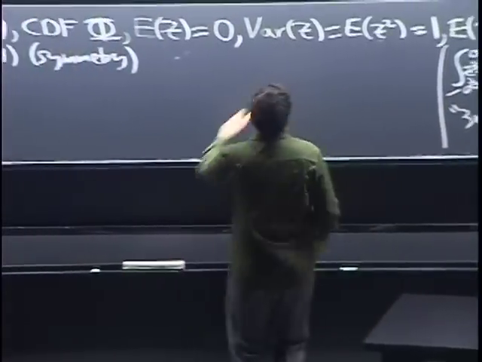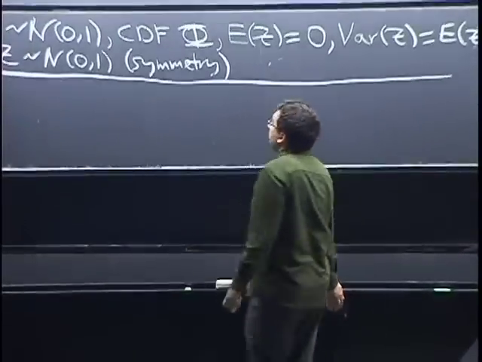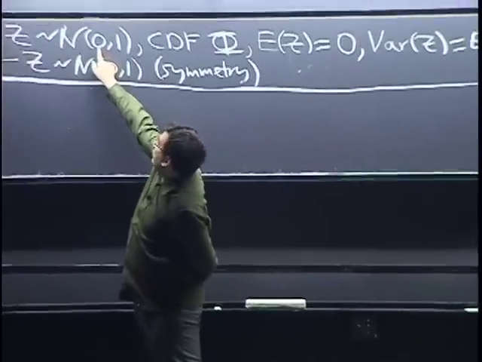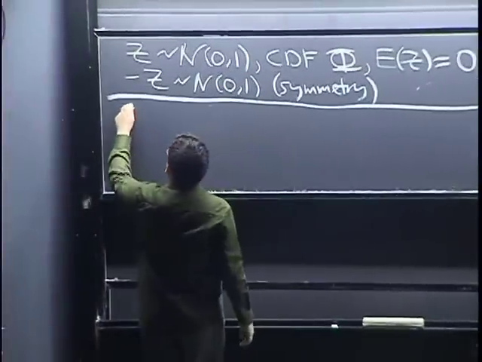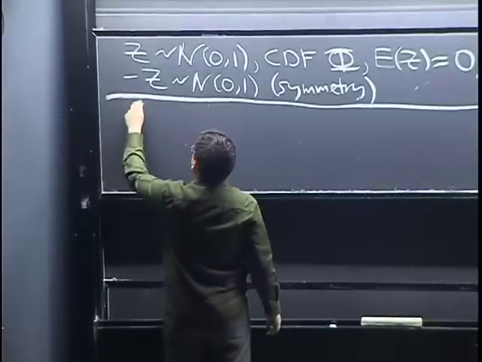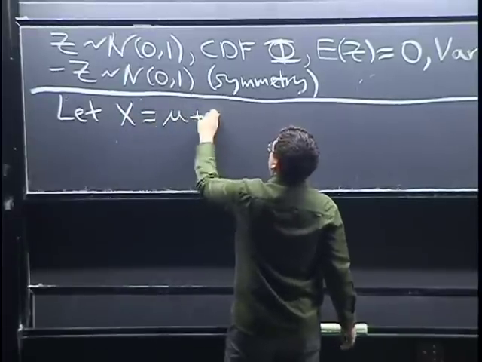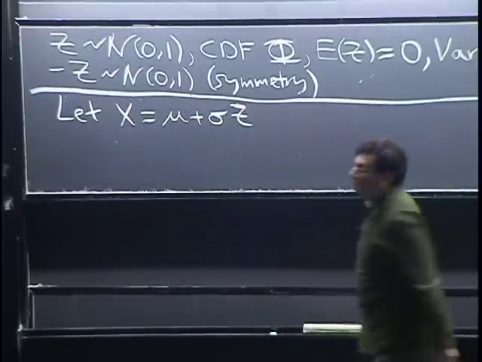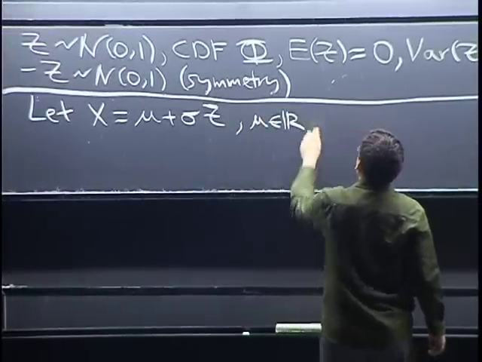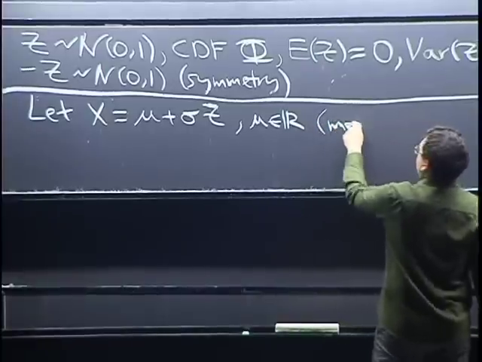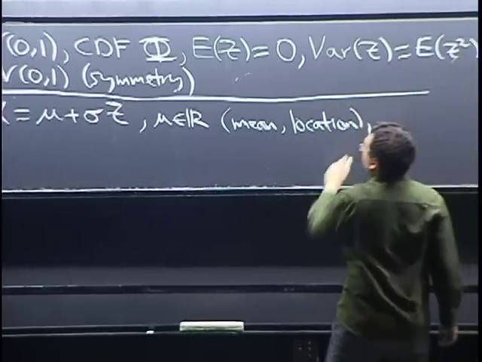Okay, so this is just stuff about the standard normal. But now we want to introduce what happens with a normal that is not necessarily 0, 1. So this is the general normal. We say that X, if we let X equal mu plus sigma Z, where mu is any real number, and we would call that the mean, because that's going to be the mean, but we'd also call that the location.